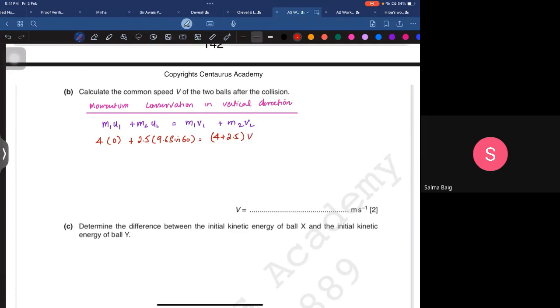Now, this will be 0. This will be 20.78. This will be 6.5 V. So V then will be equal to 20.78 divided by 6.5. That comes out to be 3.2 meters per second. You can check, please. And if you have any questions, or you did not understand something, let me know here.